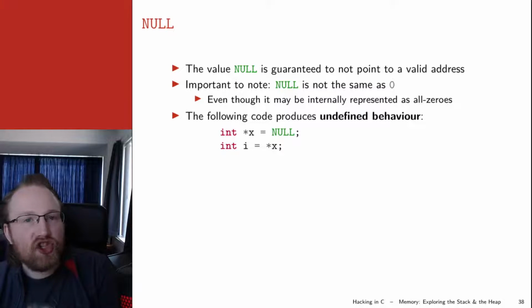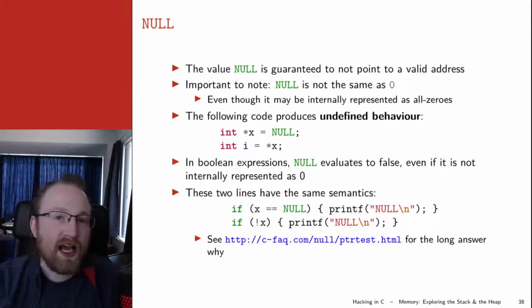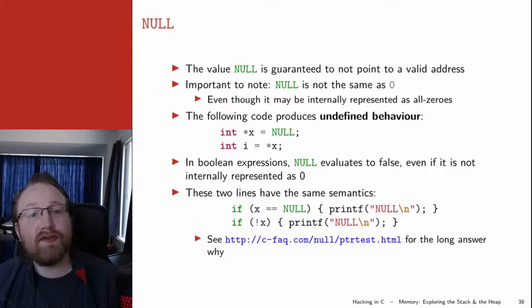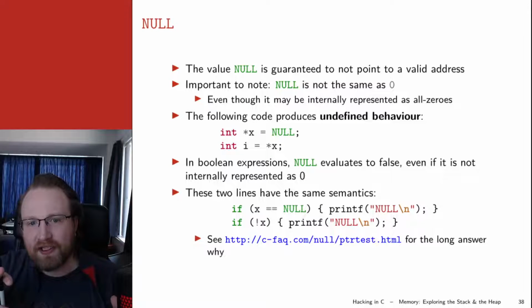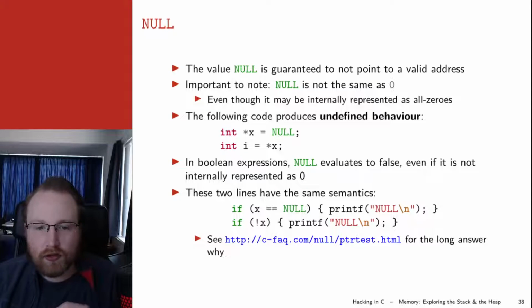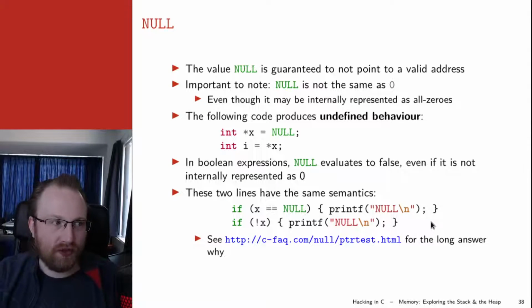Now, in order to check whether malloc returned null, in order to check whether you actually have a valid pointer, you can use it in Boolean expressions, because that is defined. In Boolean expressions, null evaluates to false even if it's not internally represented as 0. So in C Boolean expressions, 0 is basically the false and 1 is anything else. So null evaluates as false even though it's not the same as 0. These two lines have the same semantics. x equals null is the same as the inverse Boolean of x, right? And then basically you check whether x is actually a valid pointer, and well, this printf is printed if it's not a valid pointer.